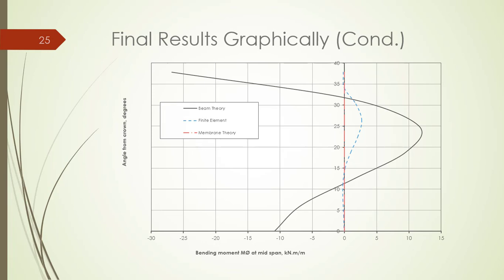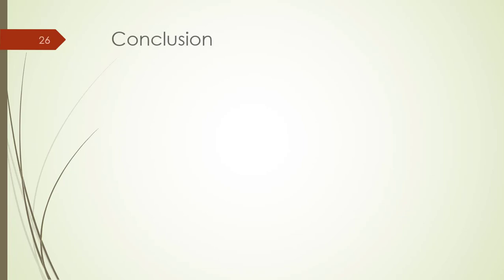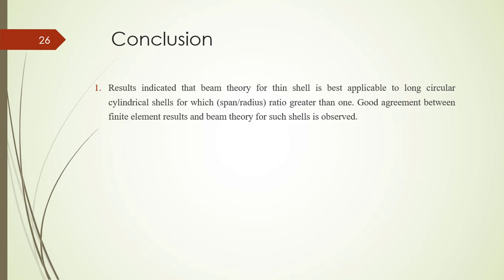So we can conclude the following. In conclusion, we saw the results for our forces using the beam theory, the membrane theory and the finite element. And we can say that there are four conclusion points. The results indicated that the beam theory for thin shells is best applicable to long circular cylindrical shells, for which the span over radius ratio is greater than 1. Good agreement between finite element results and the beam theory for such shells is observed.